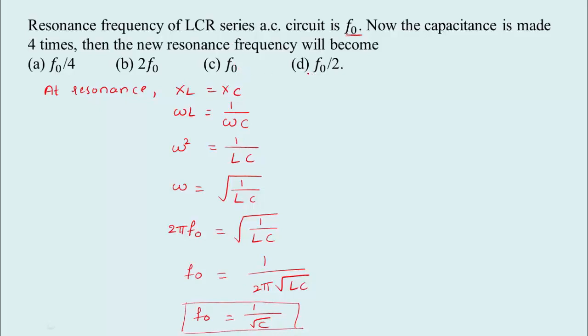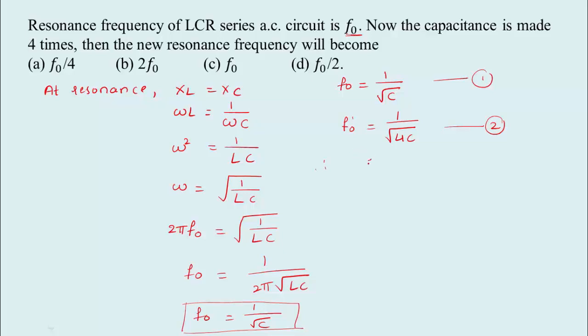See here, when the capacitance of the circuit is made 4 times, let us take F0 equal to 1 by root C. Then in the second case, let us take it as F0 dash. It is made 4 times, so we can write it as 1 by root of 4C. This is the first case. This is the second case. Let us solve these two cases to get the F0 dash, that is the new resonant frequency.